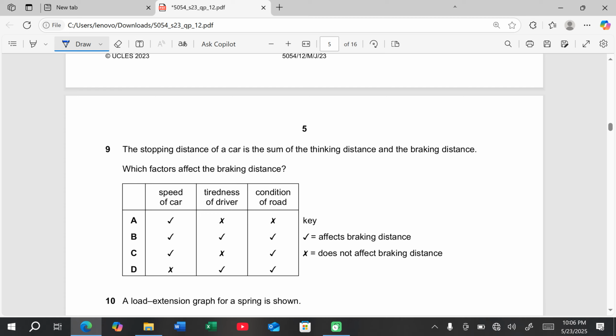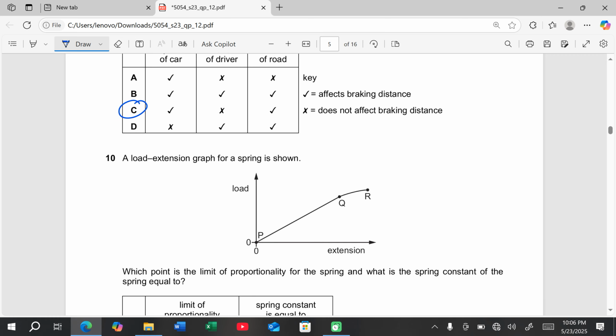Which factors affect the braking distance? Speed of the car, yes, it affects the braking distance. The tiredness of the driver, no, I don't think so. That affects the thinking distance rather than braking distance. Condition of the road, yes, that does. So C is the right answer.